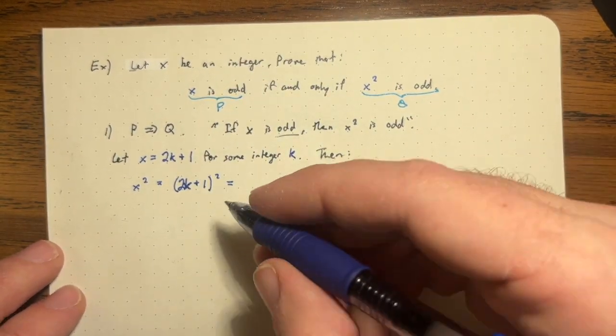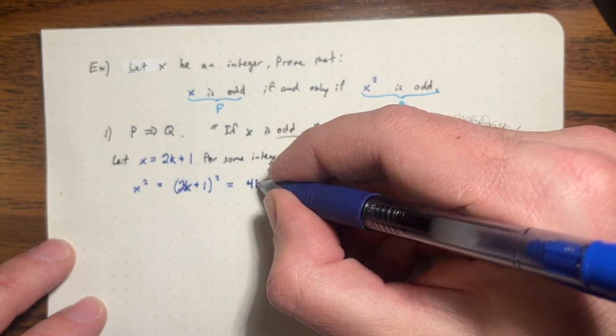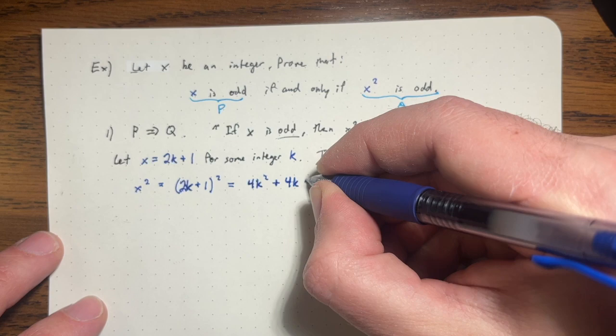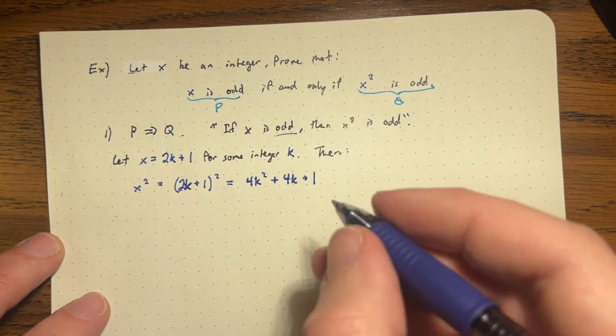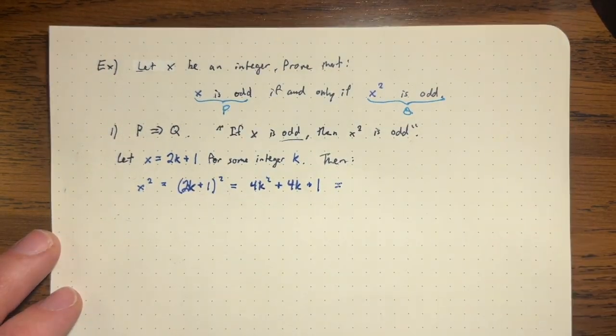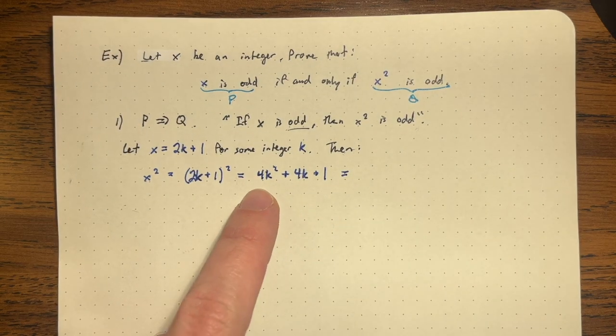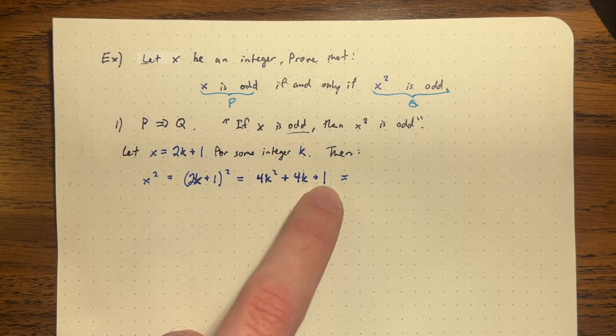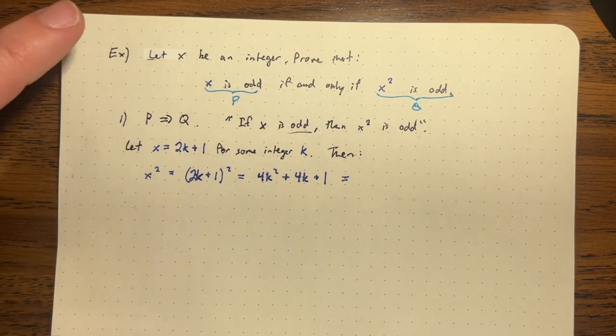I probably want to do some algebra here. Often you have to do some algebra steps. 4k squared plus 4k plus 1, if you expand that out. And, well, are we looking at an odd number here? I feel like we are. We have a multiple of 4 plus another multiple of 4, and then we're adding 1. That's bound to make it odd, but let's just make it obvious.